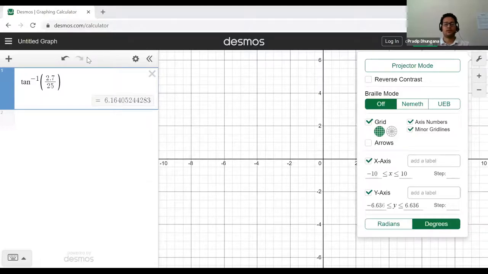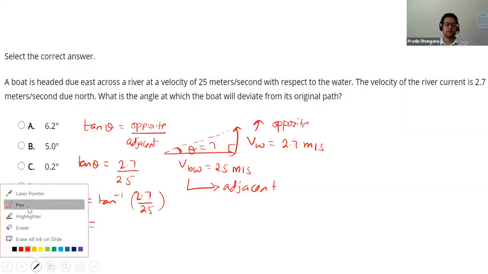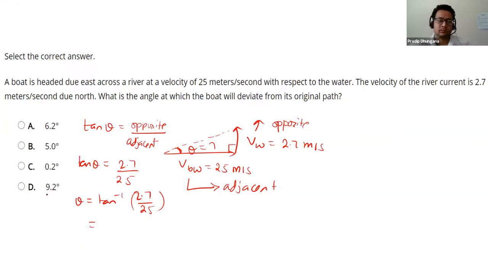Okay. And I'll be sharing the same screen. So the correct choice is A. So it is 6.2 degrees, and that is A. In that way, you can calculate the angle.